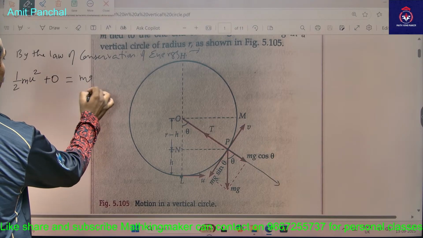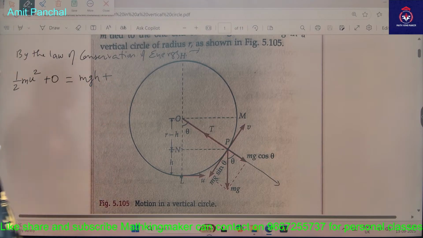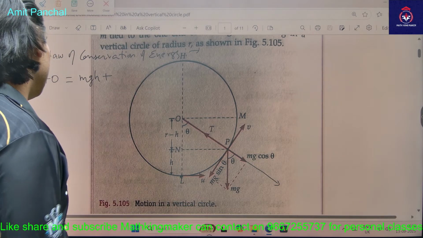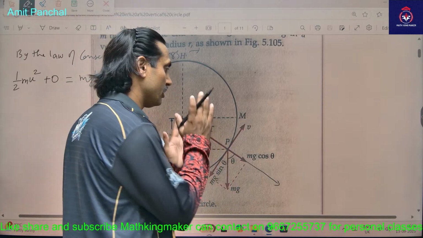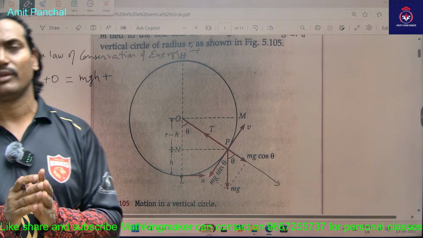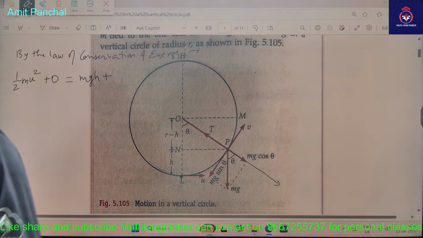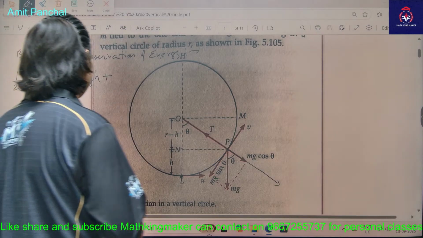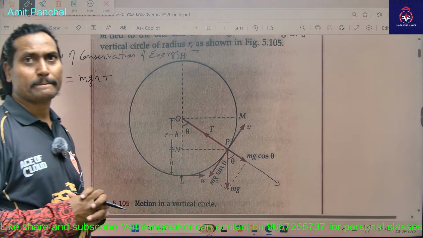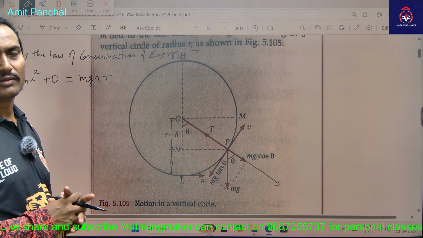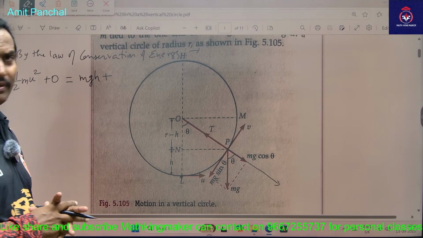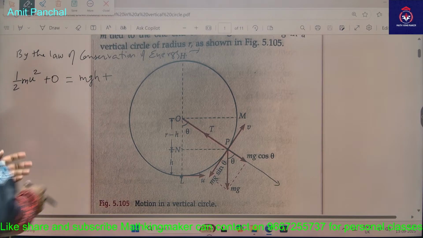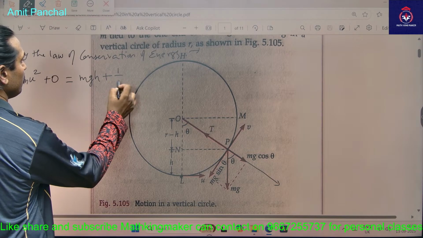But how do you know conservation of energy will be applied here? It applies everywhere, but you have to practice it. As I told you earlier, conservation of energy and the free body diagram both will work here, in everything: vertical, horizontal, even the horizontal circle. If it is required, then we'll apply it. So how much is the kinetic energy here? Half m v square.